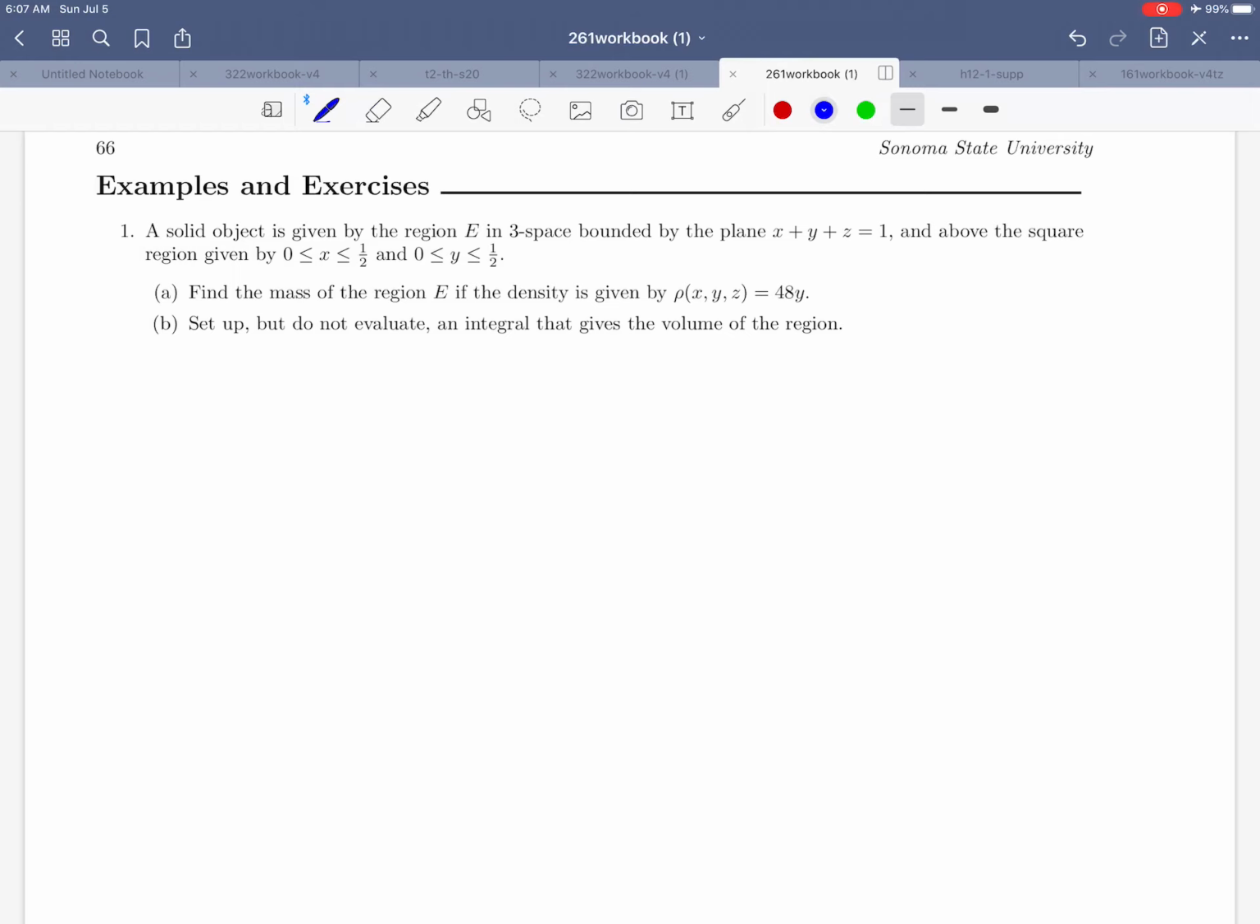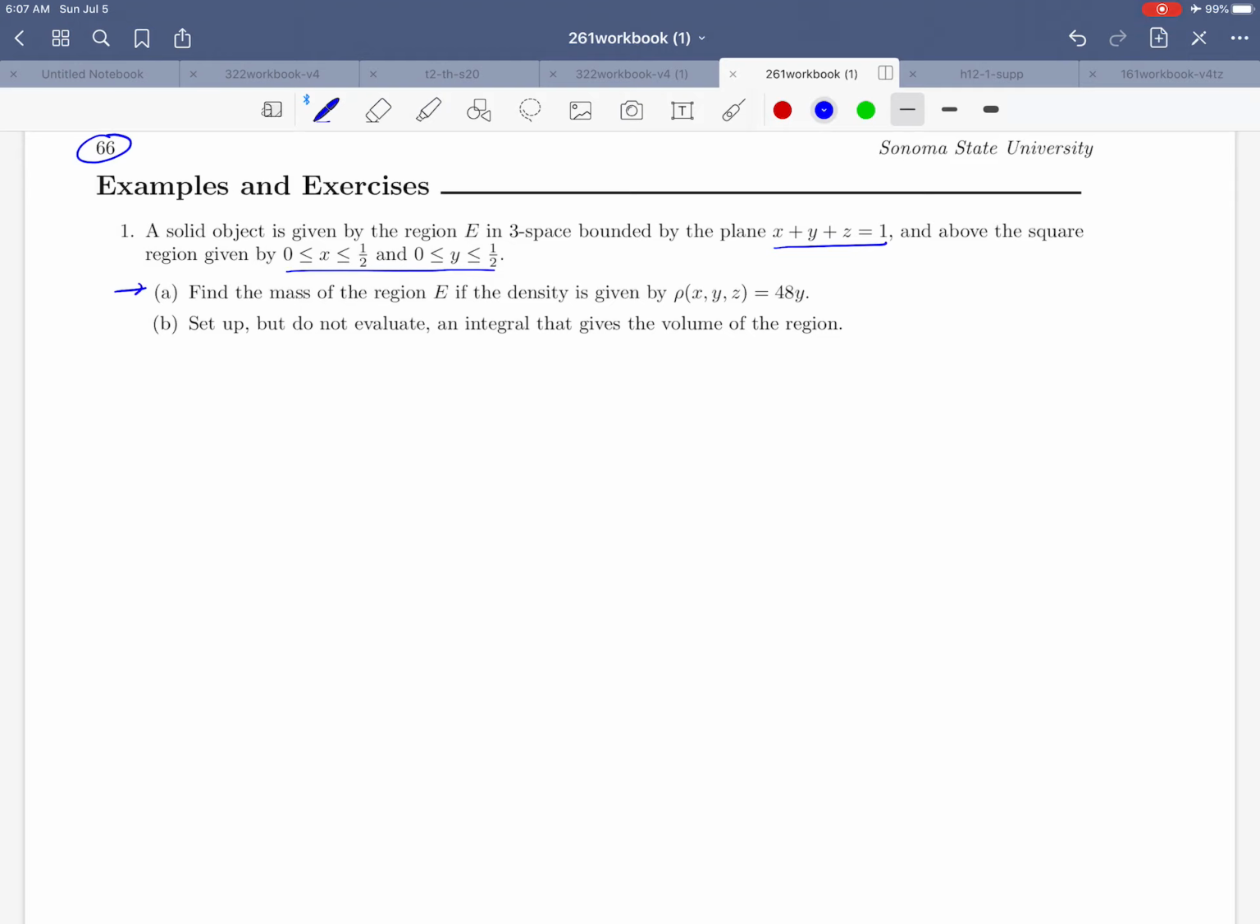Hello everybody, and welcome to exercise 1 at the top of page 66 in the workbook. This is going to be our first example of actually calculating a triple integral. Here they're giving us a solid region in three-dimensional space. It's described as the region below a plane and above a square whose coordinates are shown here. And in part A, they'd like us to find the mass of this region given its density.